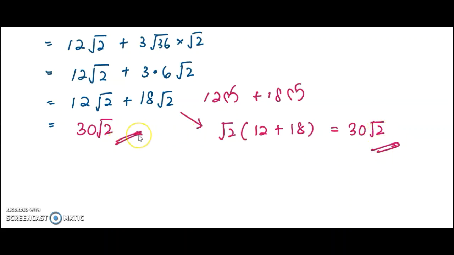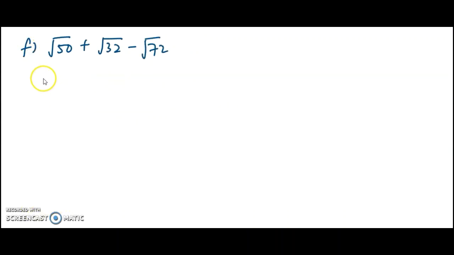Alright, either approach will be fine. Okay, now we move to the next question. Alright, come to question F. I got surd 50. Surd 50 can be written as 25 multiplied by 2, where I would like to find the surd 25 later, because surd of 25 is equal to 5.